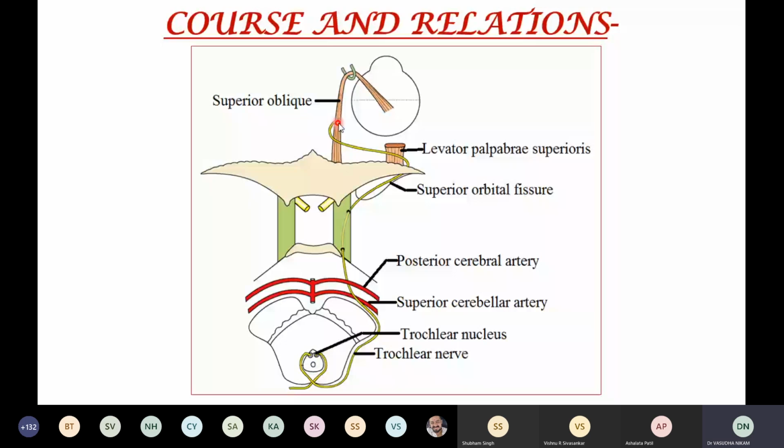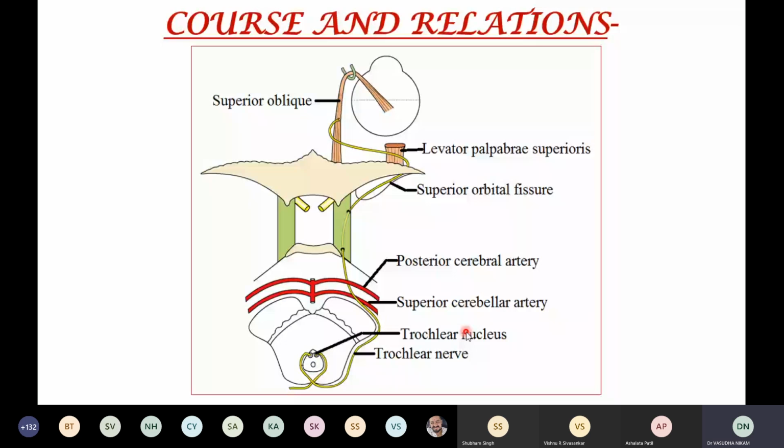To revise the relations, near the periaqueductal gray matter, it will be related to the mesencephalic nucleus of the trigeminal nerve. At the posterior part of the brain stem, it is crossing with the opposite fibers of the same nerve and related to the superior medullary velum. When it comes on the dorsal aspect of the brain stem, this is the crus cerebri. Laterally it will always be related to the uncus of the temporal lobe.